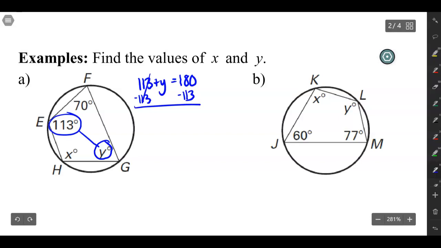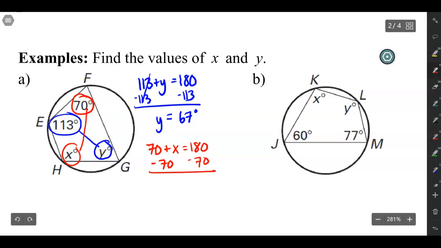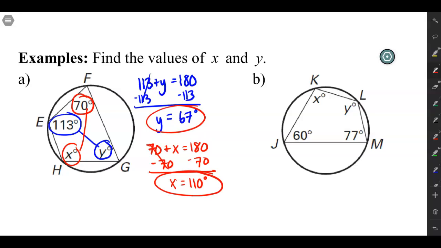So those 113s are going to cancel each other out, and y is going to be equal to 180 minus 113, which is 67 degrees. Then to solve for x, I'm going to look at the other pair of opposite angles, the 70 and the x. So 70 plus x is going to be equal to 180. I'll subtract 70 from both sides. So x is equal to 110 degrees. So then these two degree measures would be my answers.